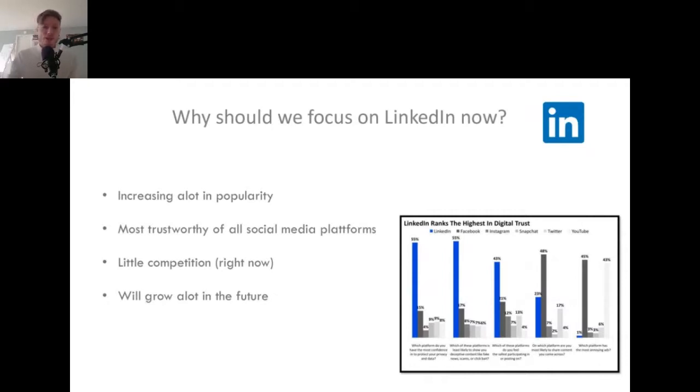And then they asked, which platform are you most inclined to share content on? And LinkedIn came pretty low down. And this is the next point as well: LinkedIn has very little competition right now.